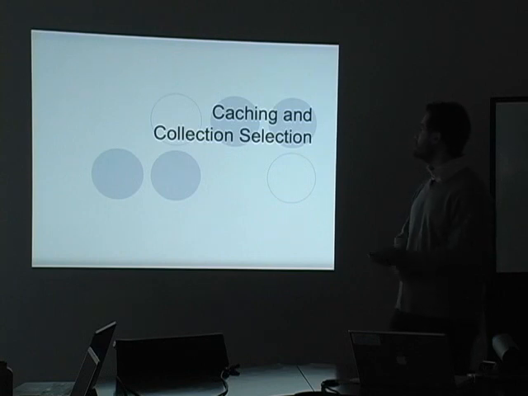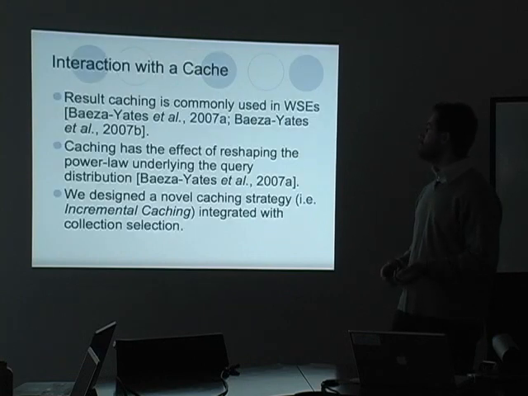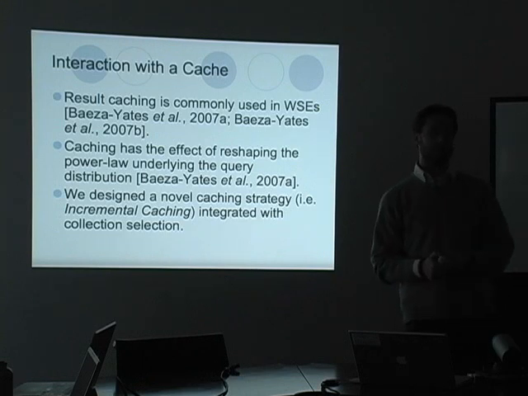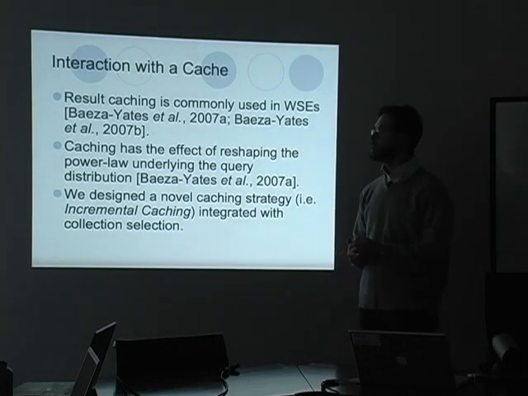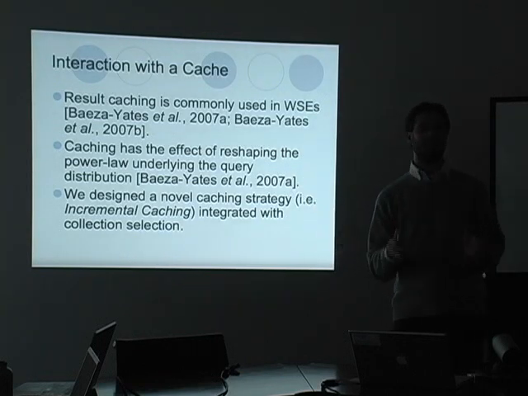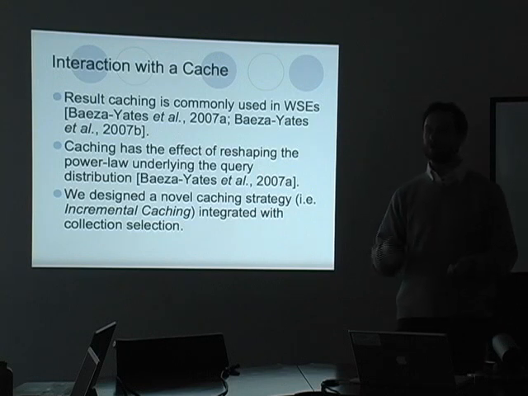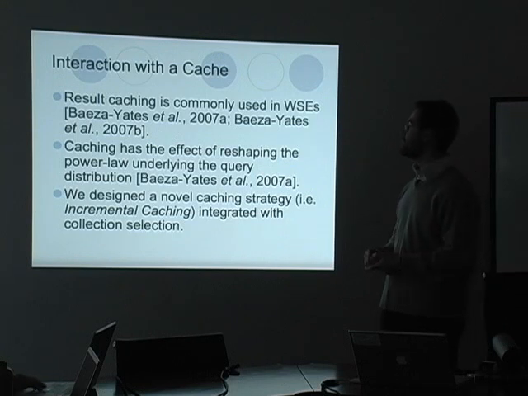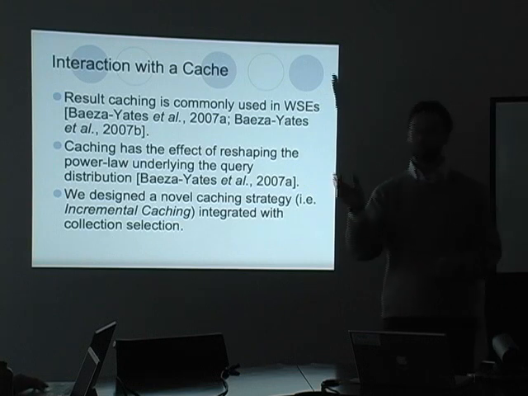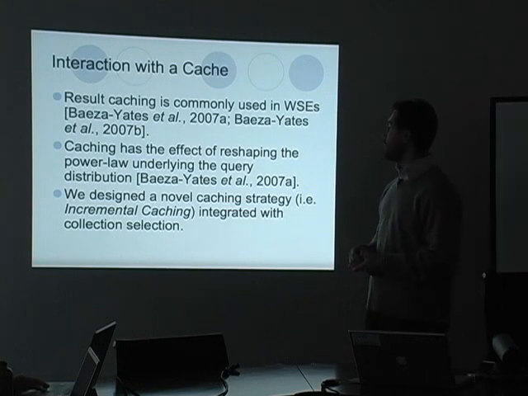Also, caching is another interesting point. When you do collection selection, this is some background. Result caching is used in all web search engines because it prevents popular queries from slowing down the servers. Very popular queries are not sent to the backend and are intercepted by the front end, which just sends the results back to the user.